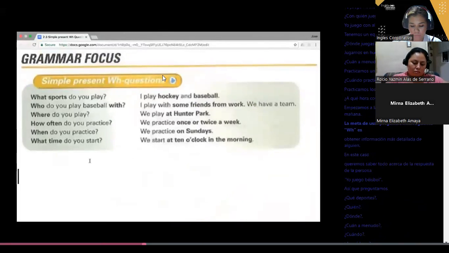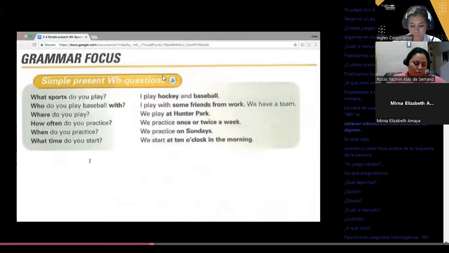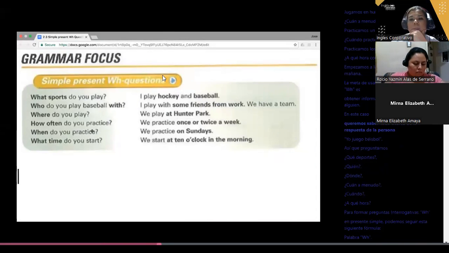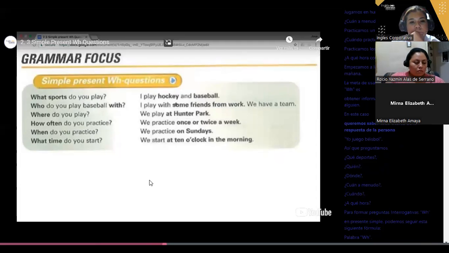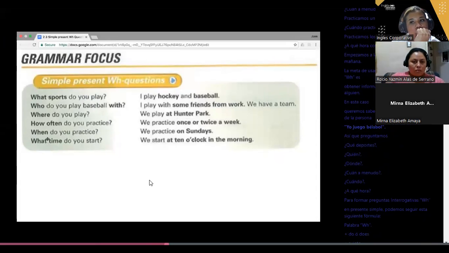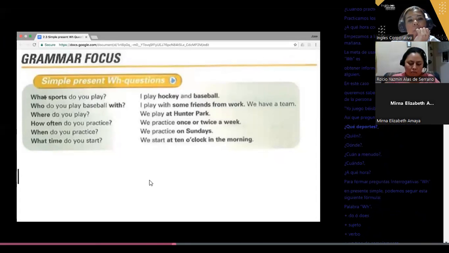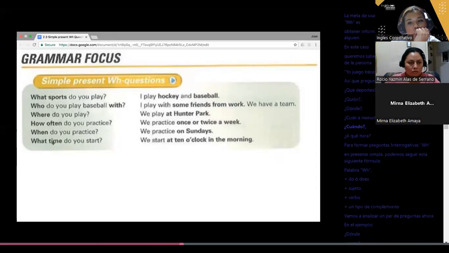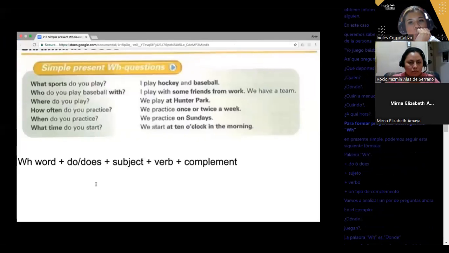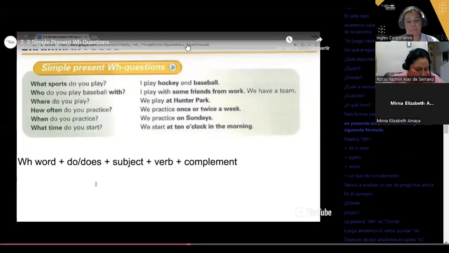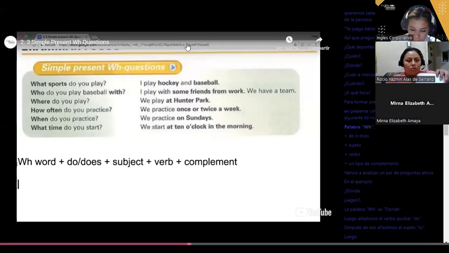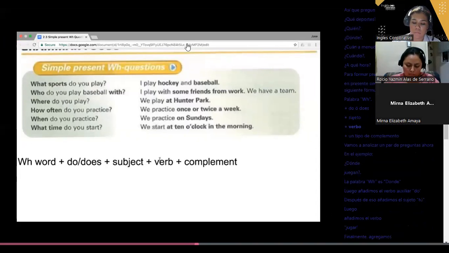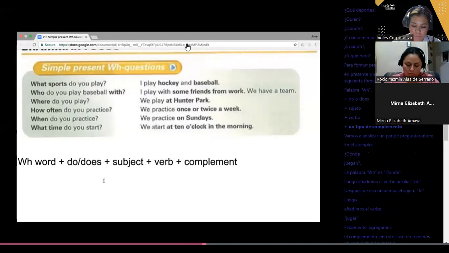The goal of using WH questions is to obtain more detailed information from someone. In this case, we want to know everything about the person's response, "I play baseball." So we ask, what sports? Who? Where? How often? When? What time? In order to form simple present WH questions, we can follow this next formula. WH word plus do or does plus subject plus the verb plus some kind of complement.